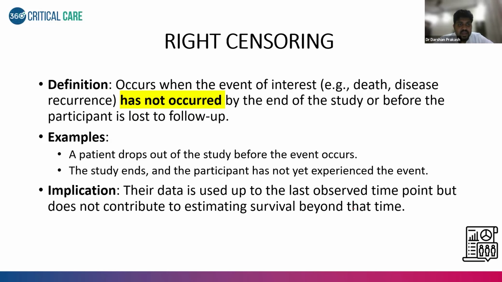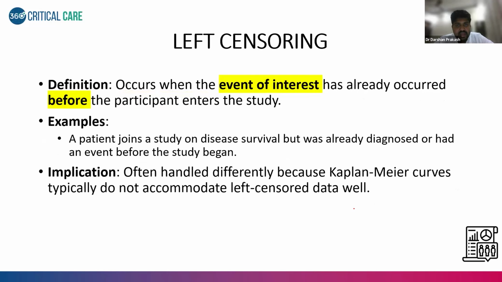What is left censoring? It occurs when the event of interest has already occurred before the participant enters the study. For example, a patient joins the study on disease survival, but the patient was already diagnosed with that. So that particular thing becomes biased firstly, and has to be censored. This is called left censoring. Can we take this patient? Yes, probably we'll get to know this in between the study, right? So at that time we might have to censor it, and that type of censoring is called left censoring, often handled differently because Kaplan-Meier curves usually don't take left censoring into account.